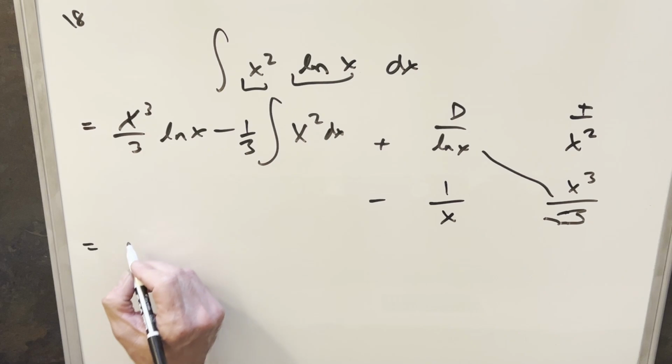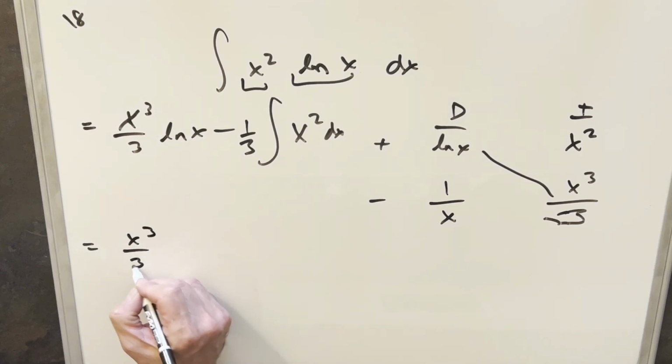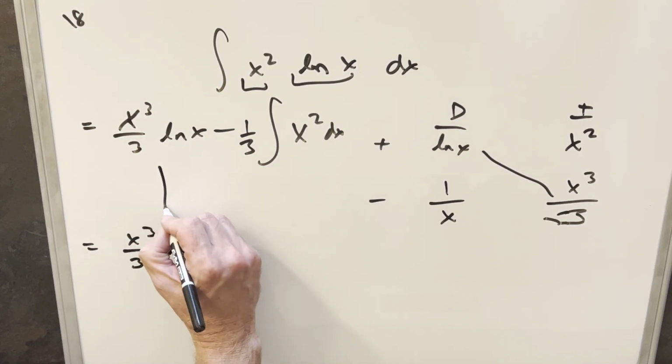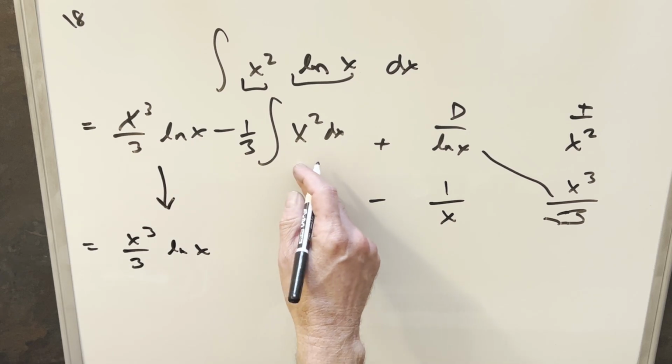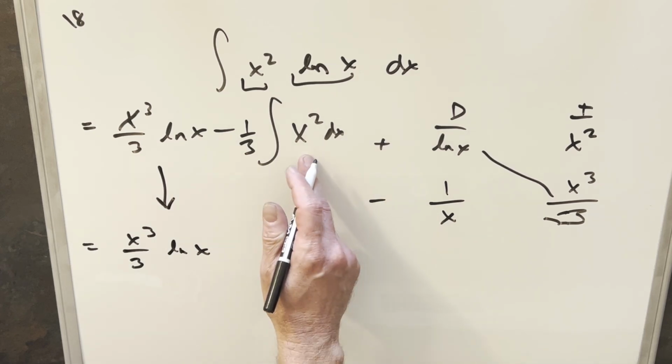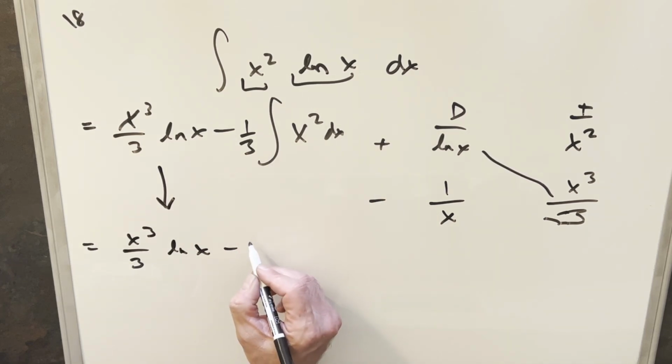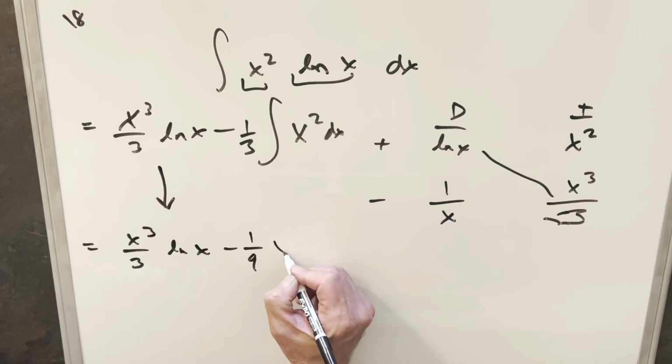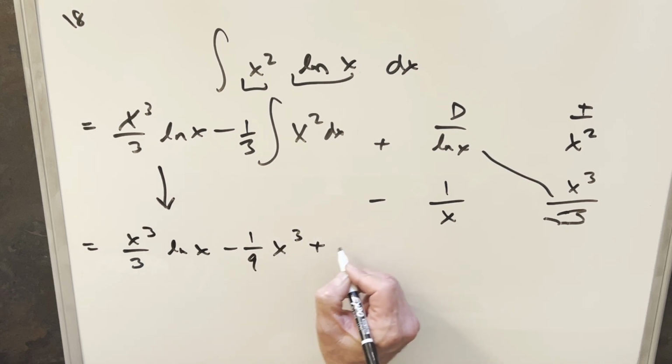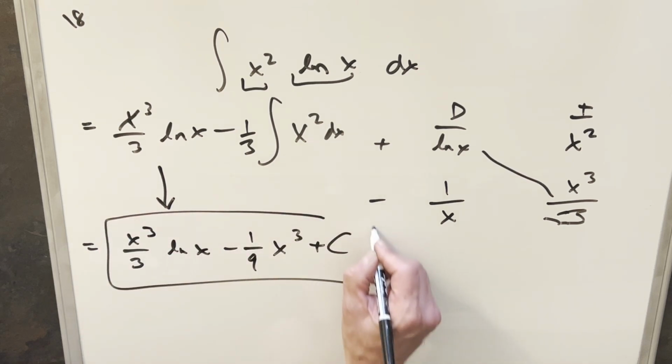And then I think we can just finish this off. We'll just bring down this first part, right? Then here we integrate this, and we're going to have x cubed over 3. Multiplying the third times this, we're going to have minus 1 over 9 x cubed, plus c, and that's it.